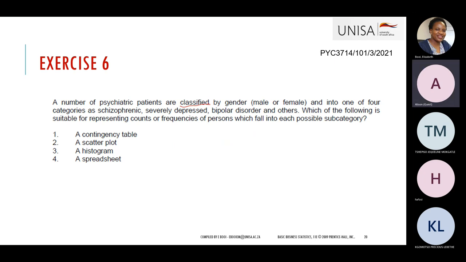Number one. Yes, definitely number one. It is a contingency table because you are given two categorical variables, which is gender and the categories of psychiatric disorders. Schizophrenic and depressed and bipolar and others. A scatter plot, that's what we discussed last week. We use the scatter plot to look at the relationship between two numerical variables. A histogram, we also spoke about it today, it's only a bar chart for visualizing a numerical value, only one numerical value. And a spreadsheet, in general, is a tool that we use.